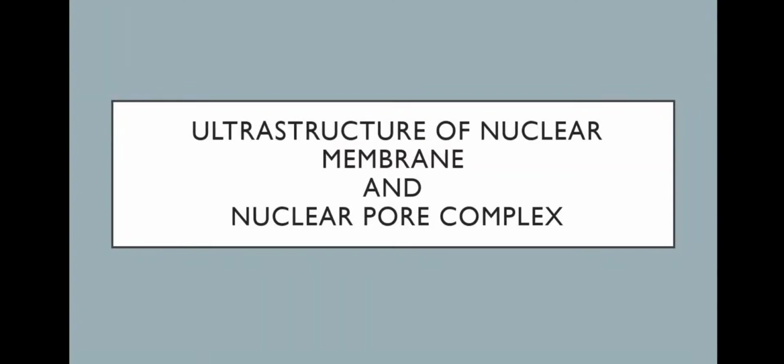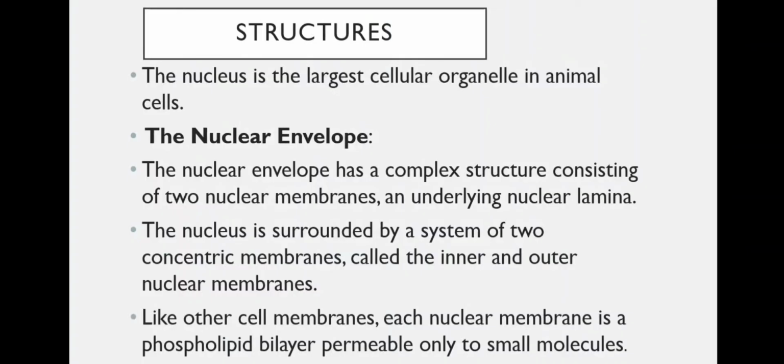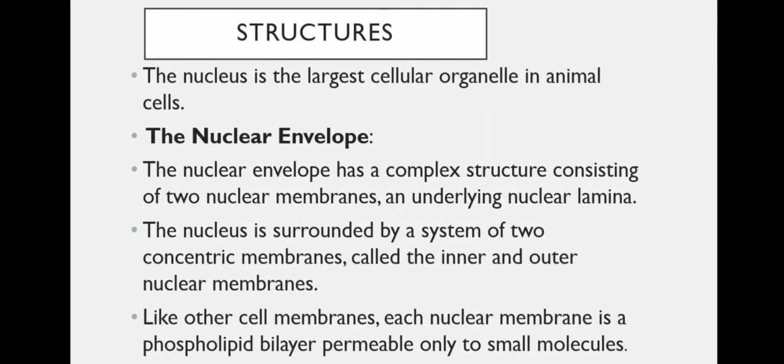Hi, today we discuss the ultrastructure of the nuclear membrane and nuclear pore complex. Structure. The nucleus is the largest cellular organelle in animal cells. The nuclear envelope has a complex structure consisting of two nuclear membranes and an underlying nuclear lamina.